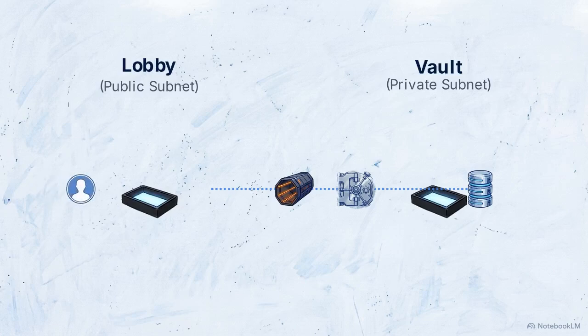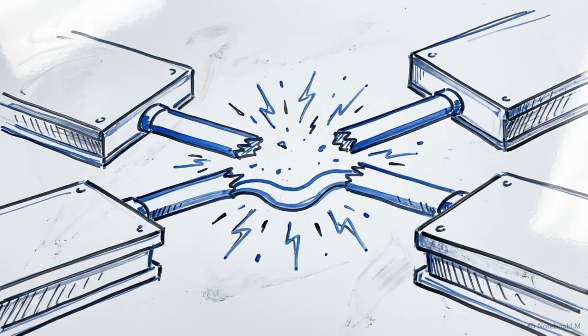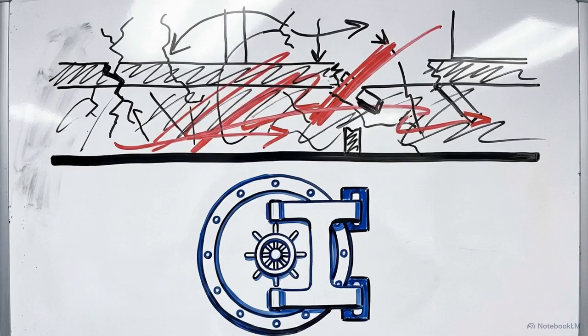If a customer needs their balance, they ask the teller in the public lobby. Only that teller has the security clearance to send a message back to the vault, retrieve the data, and bring it back to the customer. By creating this physical and logical gap, the bank ensures that even if someone manages to cause trouble in the public lobby, the vault remains untouched.